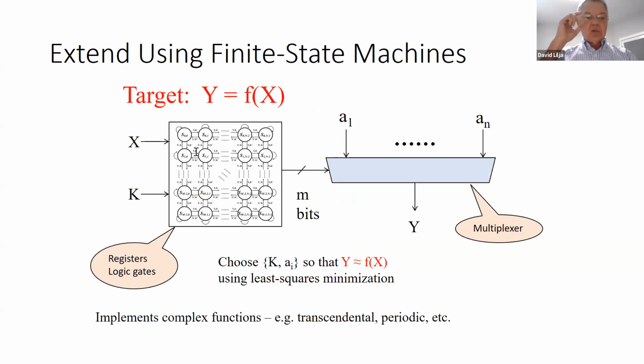I've just got registers and logic gates on the left, which generate my finite state machine. I choose the values of A, I choose the values of K in order to make this target function match what the function is that I'm trying to generate using some sort of least squares minimization process to choose those coefficients. And if I do that, I get an output that in fact matches that target function that I'm trying to generate. And I can use this to generate transcendental functions, periodic functions, thresholding functions, things like that. I can go into a lot more detail on that, but that's for a different talk.